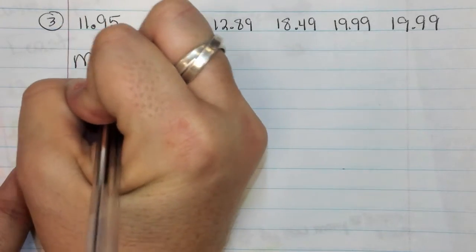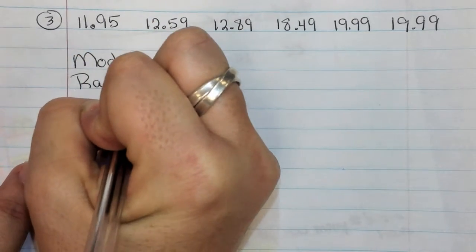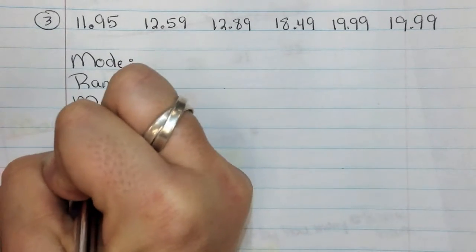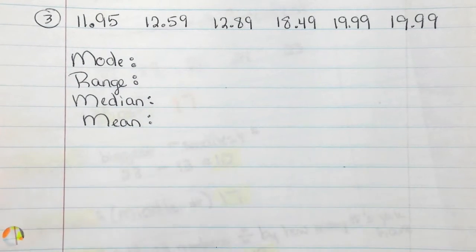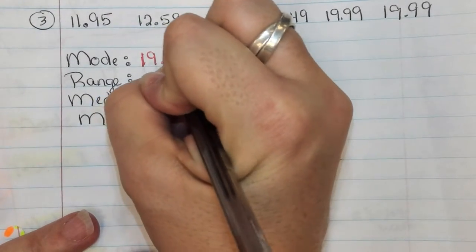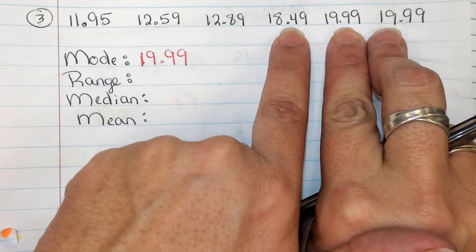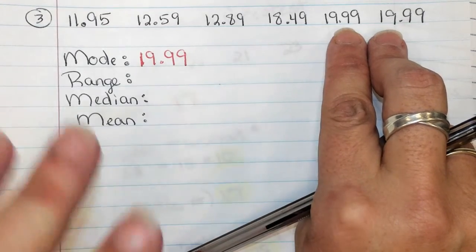Need 4 things. I need mode, range. And you don't have to do them in this order. It is up to you. Okay. Mode. I like mode because it's usually easy. Which one's the mode? 19.99. That is right. So listen, if there were 2 18.49s, you'd have 2 modes. You would say 18.49 and 19.99. So you can have more than one mode.